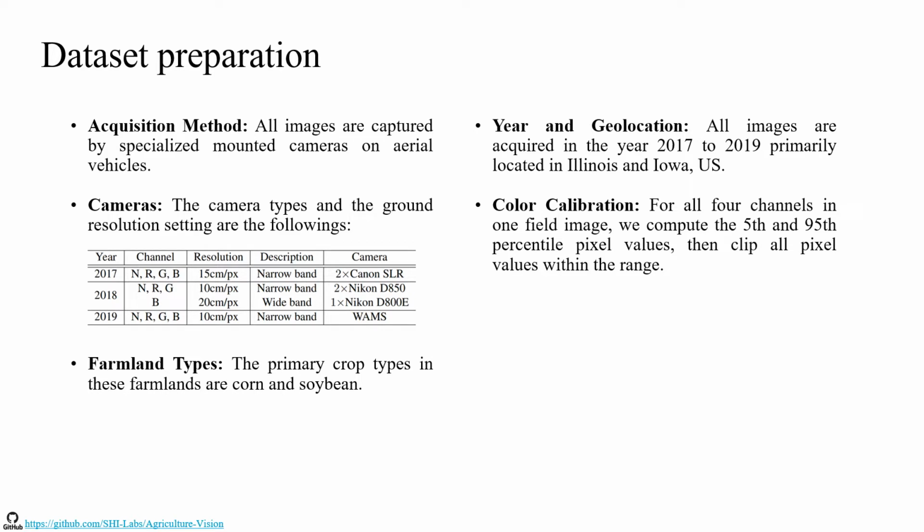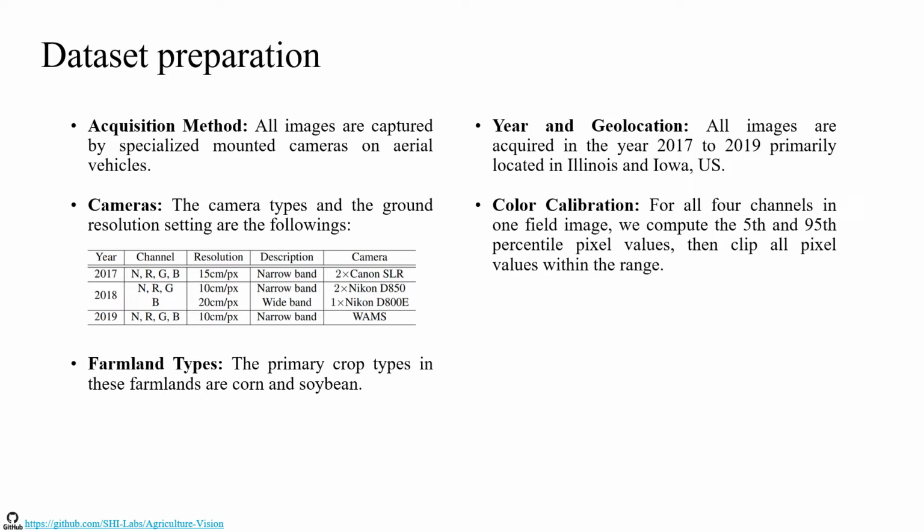In order to create our dataset, we first capture all the farmland images with specialized cameras mounted on aerial vehicles. We used a few camera configurations across the images from the past 3 years. For example, in 2018, we first used 2 Nikon D850s to capture the near-infrared, red and green channels, and simultaneously use a Nikon D800E to capture the blue channel. And in 2019, we used a wide area multispectral system to capture all 4 channels. The primary types of farmlands we covered are corn and soybean farms, and these farmlands are mostly located in Illinois and Iowa in the US.